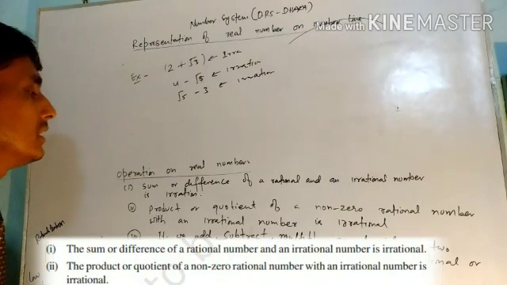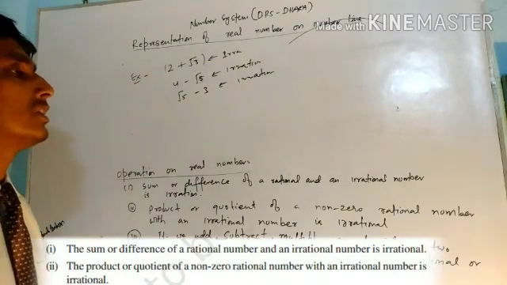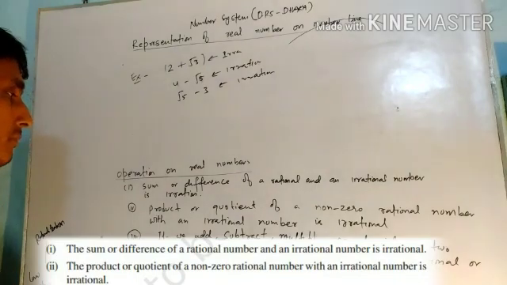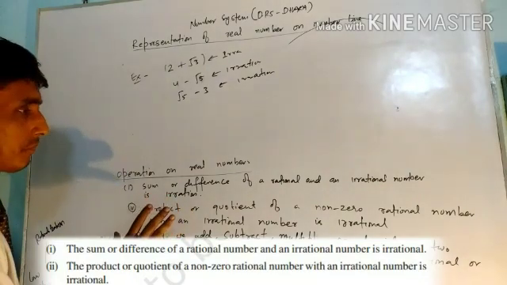The next point is: the product or quotient of a non-zero rational number with an irrational number is an irrational number. Product or quotient.